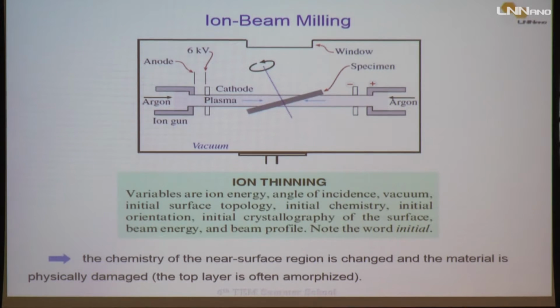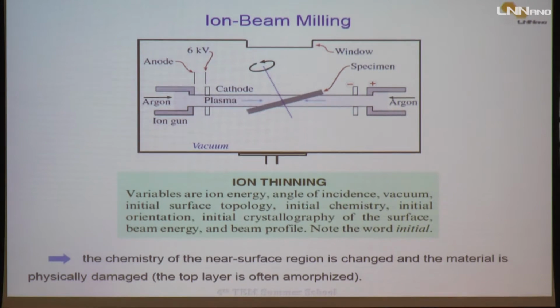Well, here there are some factors that will affect the ion thinning, okay? The variables are the angle of incidence, which you control with the tilting of your specimen. The smaller the angle, the gentler will be the corrosion of your sample, okay? The vacuum of the chamber, the initial surface topology, which is related to your previous preparation, the dimpling part.